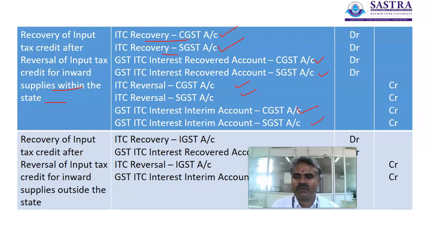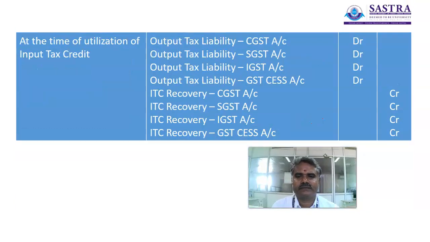Then recovery of input tax credit after reversal of input credit for output. So ITC recovery, GST ITC recovered account and interim account. So you have to pass that. The last one, at the time of utilization of input tax credit, is the final settlement.